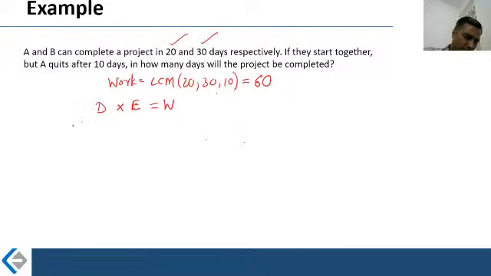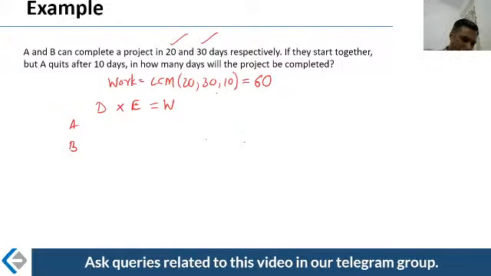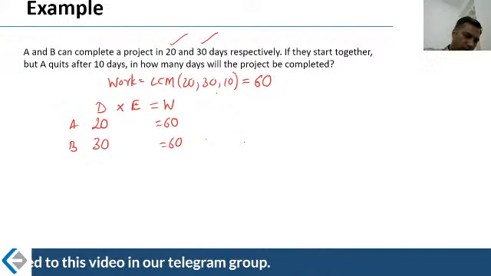Good. So let's look for A and B here. A takes 20 days to complete the job. B takes 30 days to complete the same project. So work, we decided 60 units, whether A does or B does. That's the work that we decided. Instead of 1, we decided these numbers.